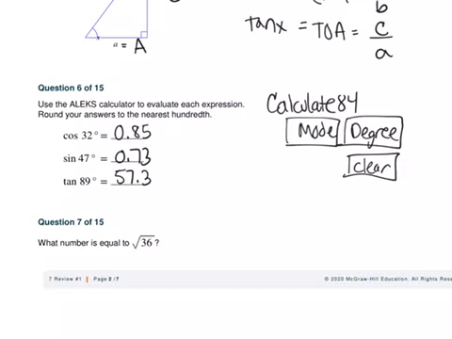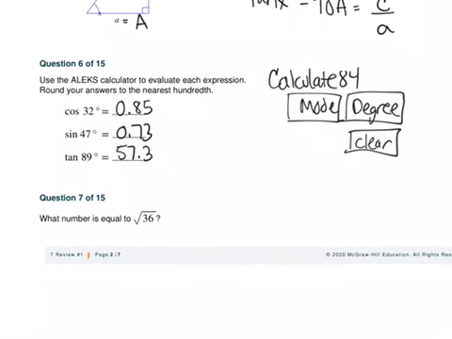Number 7 on the review is not going to be on the test, but I just wanted to give you guys a reminder of how to solve certain ones. Now, these are perfect squares, so when you have the square root of a perfect square, it's going to come out to a number. So the square root of 36 is just 6, okay?